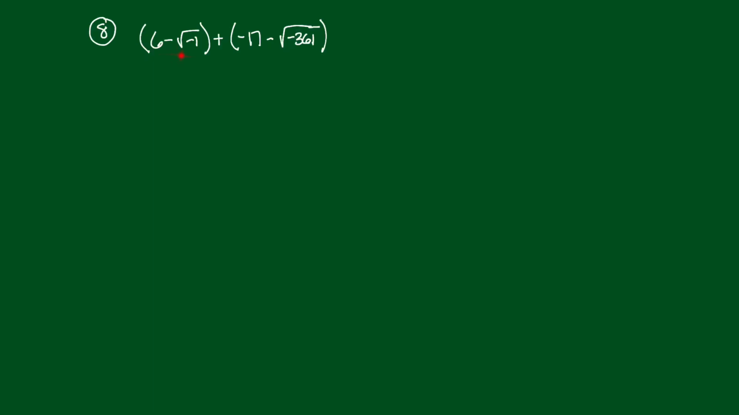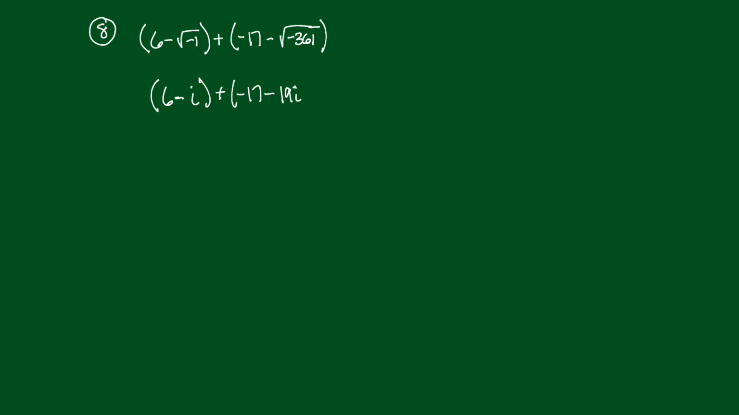Now I've got this complex number added to this complex number. The first thing I'm going to do is try to eliminate these square roots of negatives. So right here, square root of negative 1, well, by definition, that's what i is. So I'll get 6 minus i, right? i is the square root of negative 1, plus negative 17 minus, now, I've got a square root of a negative, so the i is going to come out, and it turns out the square root of 361 is 19. Now, if you didn't know that, you just put in square root 361 on your calculator, and that'll show it to you. So this is an i, and then I get 19.